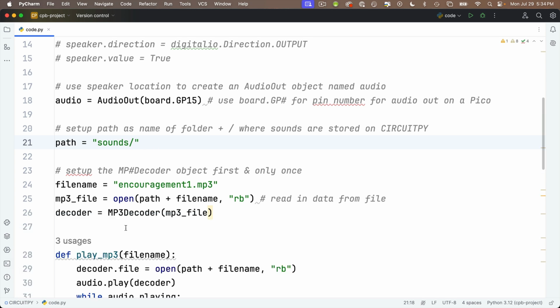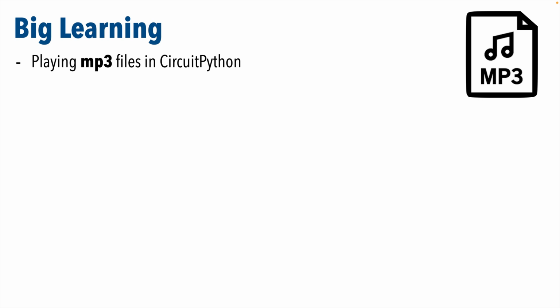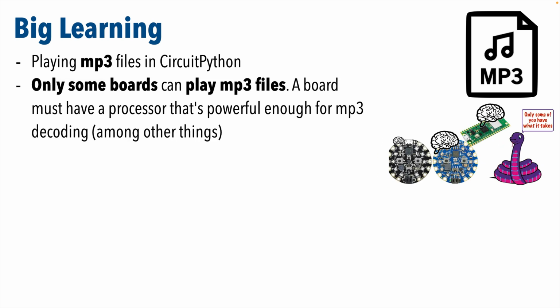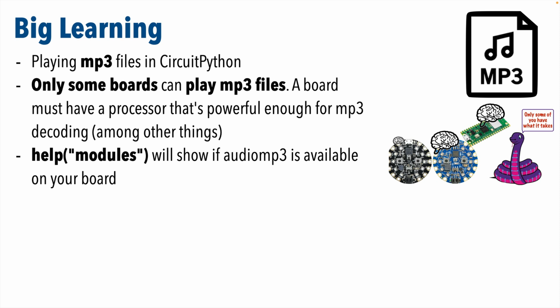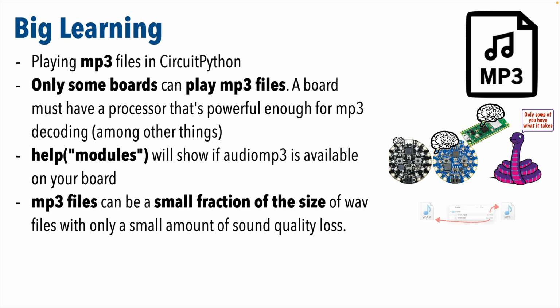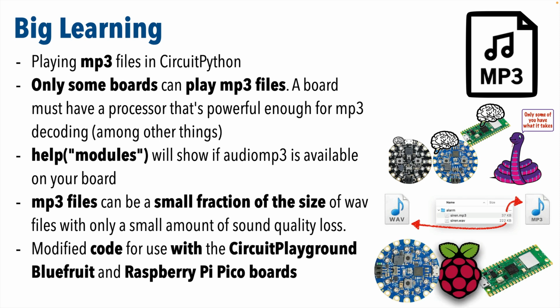Cross-platform code. So big learning in this lesson, which was really all about making sure that you could use mp3 files in CircuitPython, we learned only some boards can play mp3 files. We learned how we can figure out if the board does play mp3 files. We learned why mp3 files are sometimes better than WAV files, mostly with smaller file sizes and with an audio quality that's still pretty good for most maker projects. And we saw how we could modify our code to work on a CircuitPlayground Bluefruit or Raspberry Pi Pico boards.